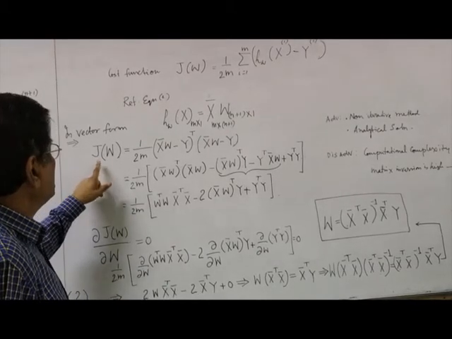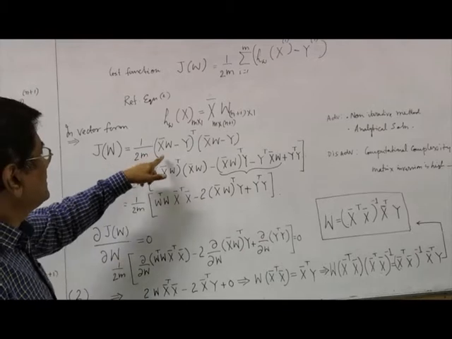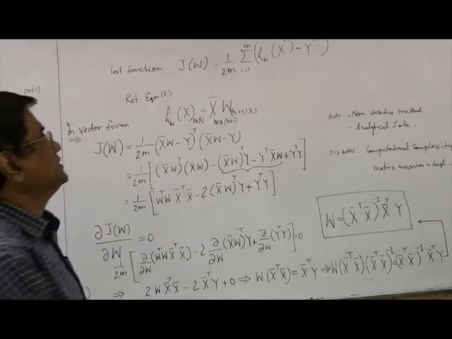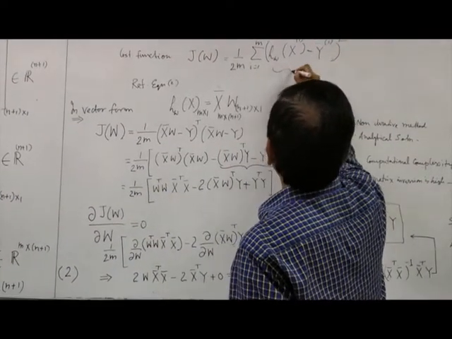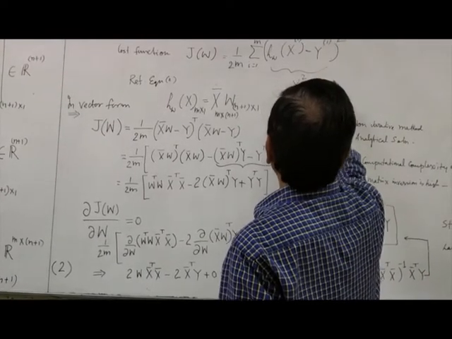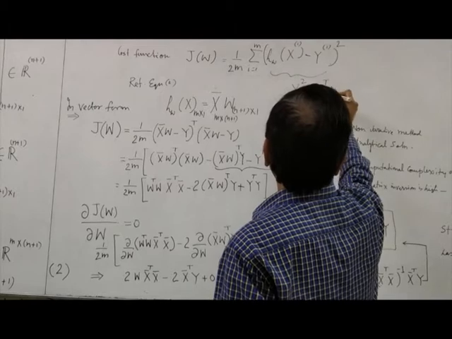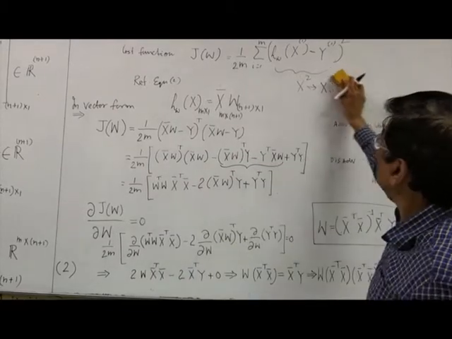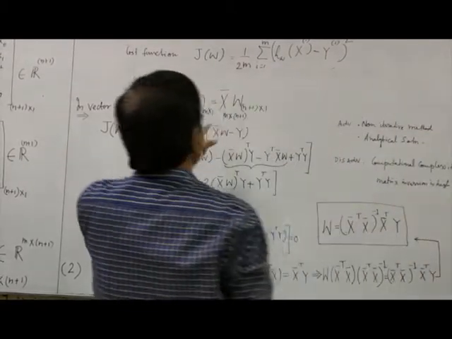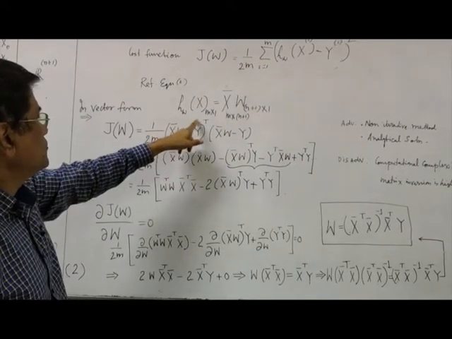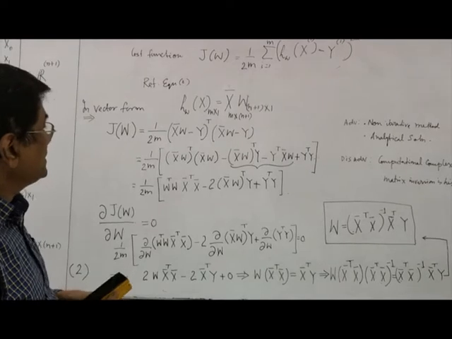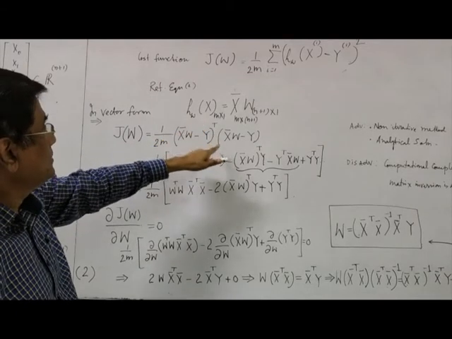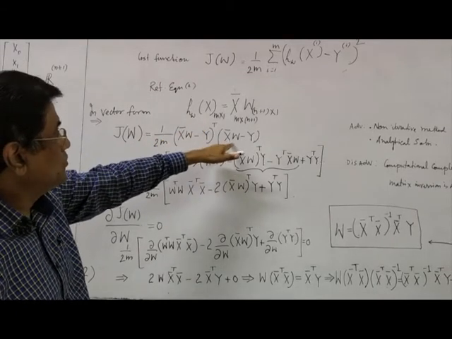So J(w) in this vector notation will take this shape. Okay. So this is a square. Suppose this is x square. I can always write it like this. And exactly that is what we are doing. We are writing this square term as the transpose of (x bar w minus y), where y is the label, times (x bar w minus y).